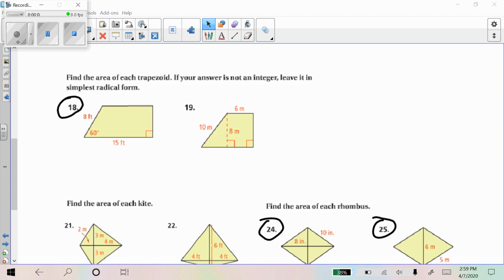Howdy there, Internet students. I noticed some frequently missed problems on the 10.2 practice, and I'm going to just give you a couple hints on those.